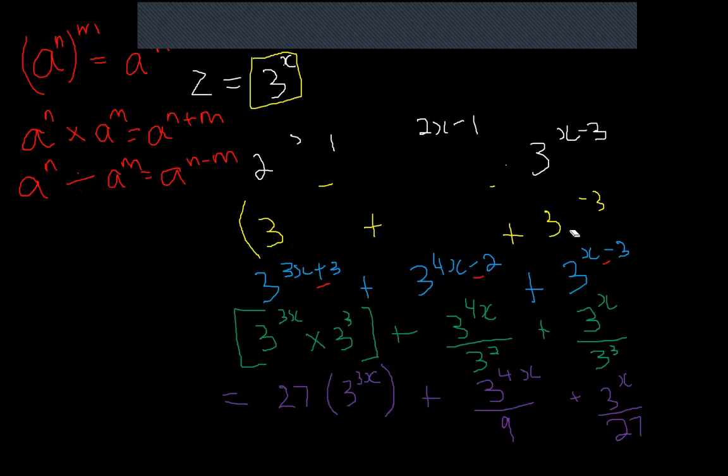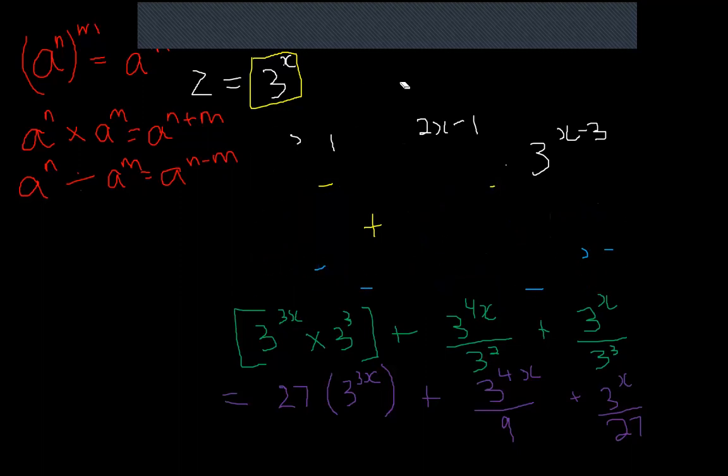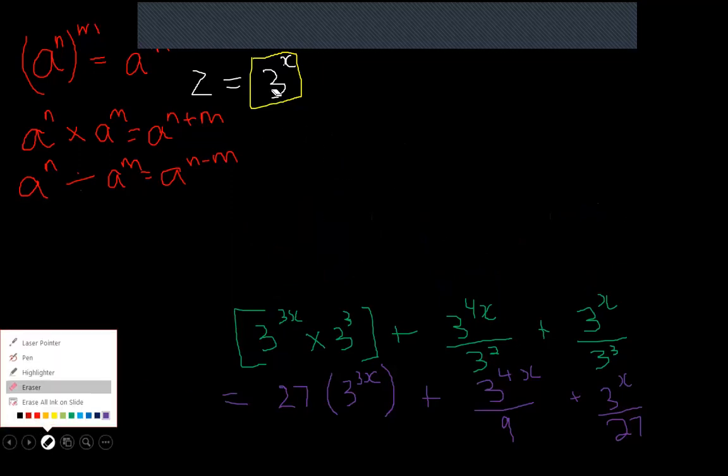I'm erasing this blue part as well. I will erase the green here. What you need to keep in mind is your aim. Your aim is to get 3 to the power of x. So what again can I write here?